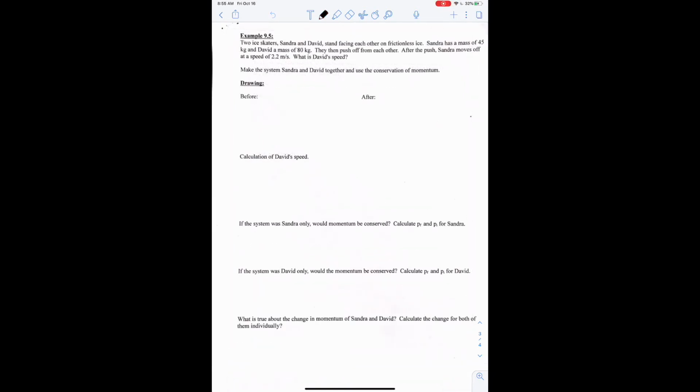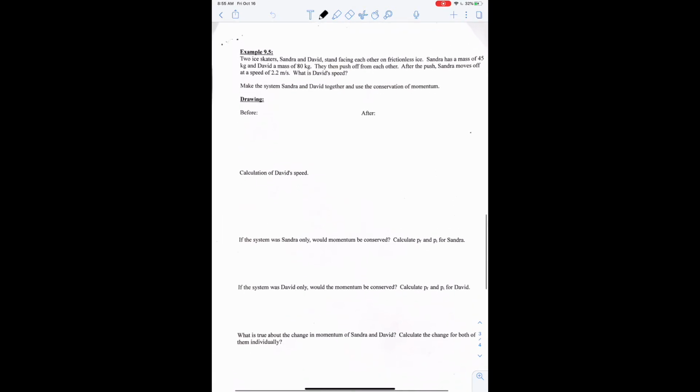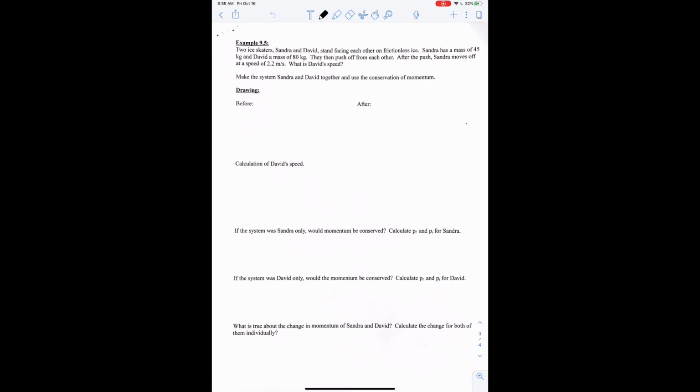Okay, so we're going to continue our lecture here with some example problems. The first one is example 9.5. It says two ice skaters, Sandra and David, stand facing each other on frictionless ice. Sandra has a mass of 45 kilograms and David a mass of 80. They then push off of each other.